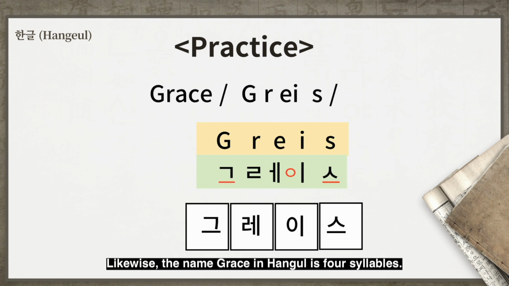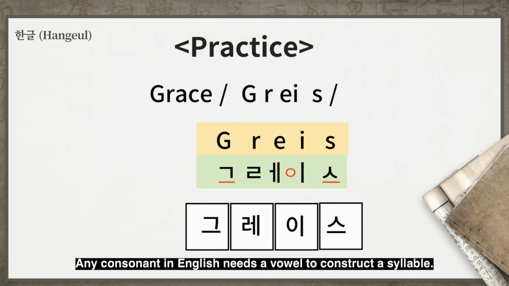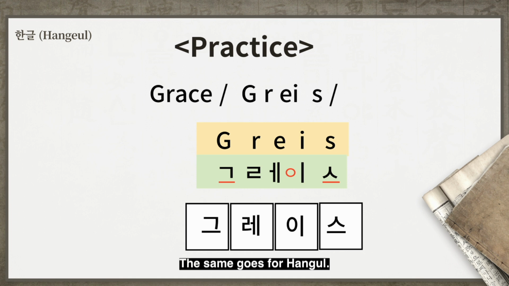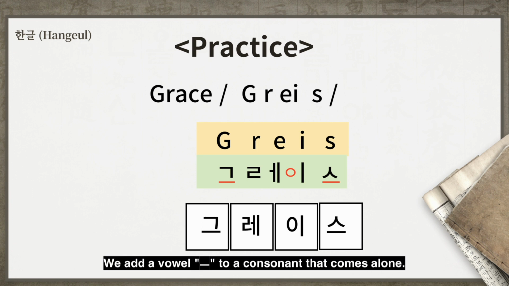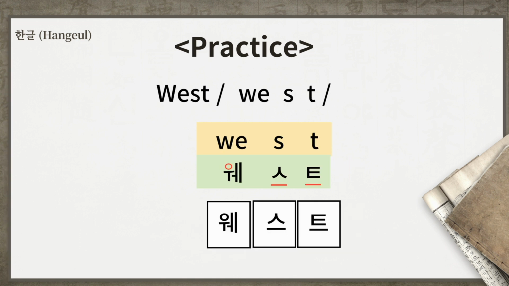Likewise, the name Grace in Hangul is four syllables. A becomes two vowels e and e. G and s take one syllable each. Any consonant in English needs a vowel to construct a syllable. The same goes for Hangul. Then what do we do? We add a vowel to a consonant that comes alone. Grace is 그레이스.